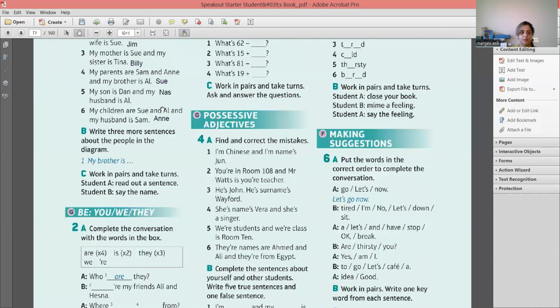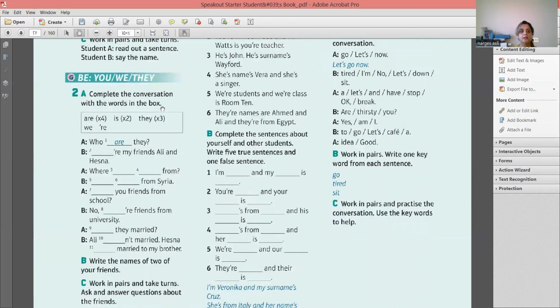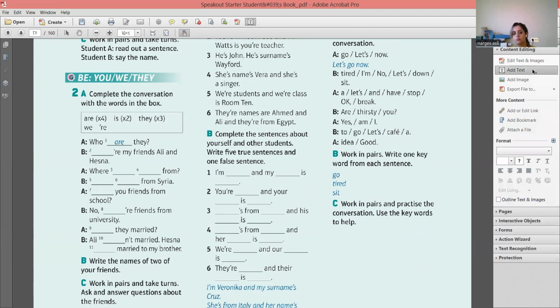حالا بیایم اینجا سال دو: Complete the conversation with the words in the box: are, is, they, we, contraction. خب بچه ها گفتم تو contraction ها این apostrophe. روبروی هر کدومشون که نوشته، ما سه بار میتونیم از is استفاده کنیم و چهار بار از are. Who are they? وقتی پر میکنی به معنی جملات هم دقت کن. خب پاس کن، حل میکنم بعد با هم چک میکنم. میگه Who are they? اونها کی هستن؟ راجب اونها داره میپرسه دیگه.